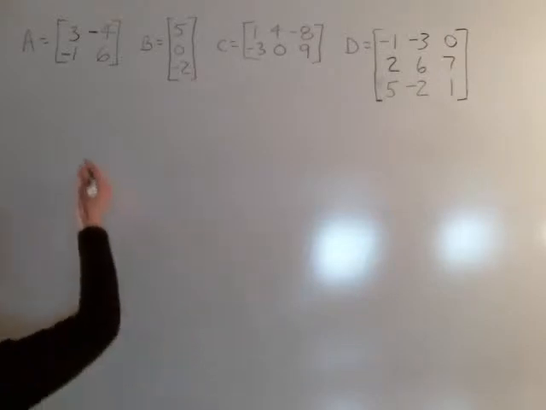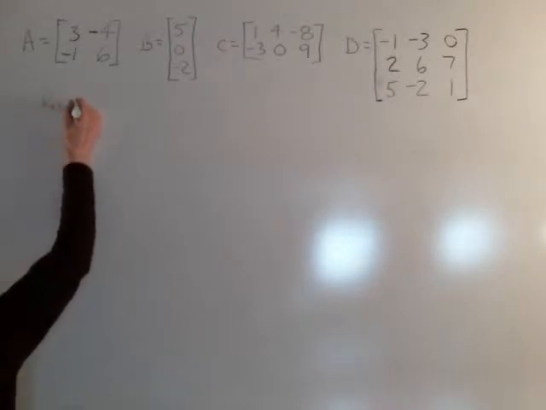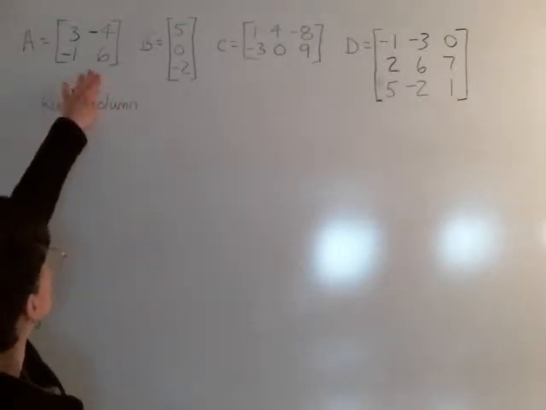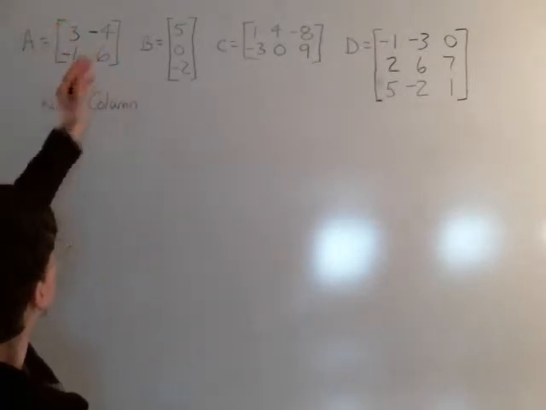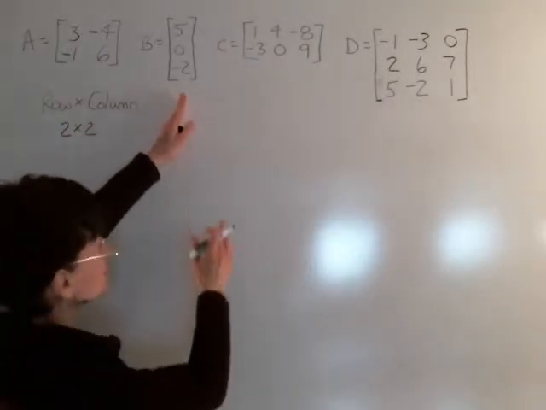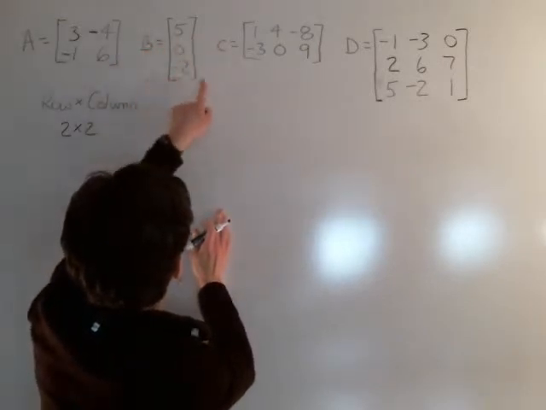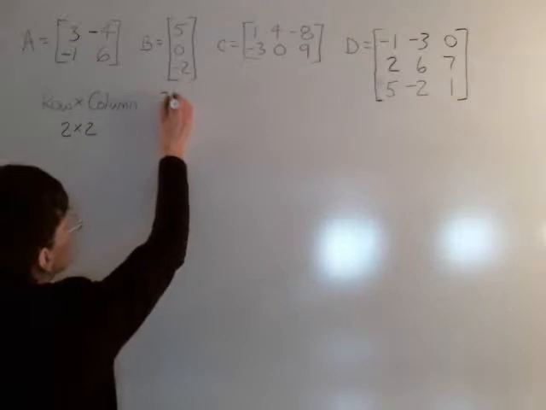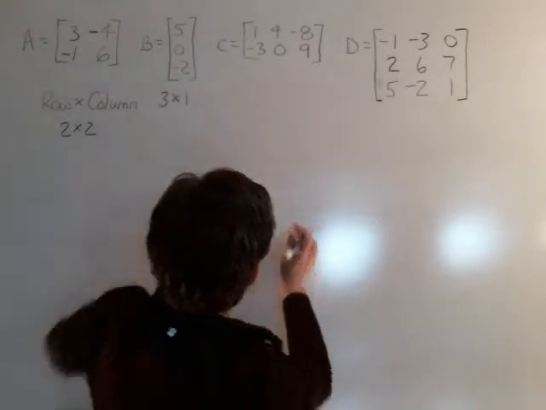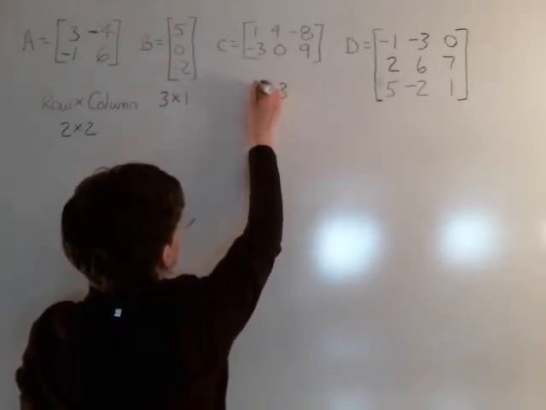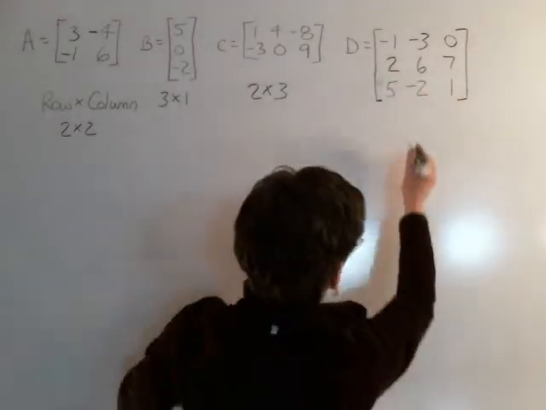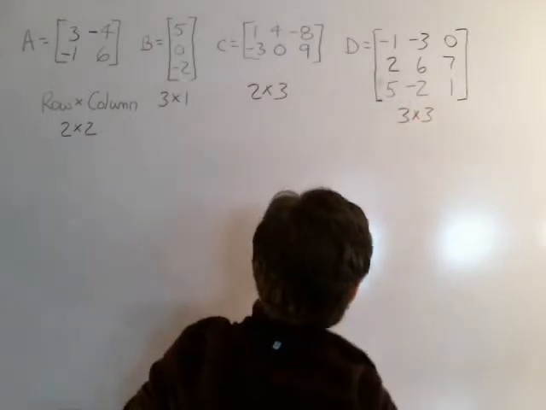Now when we give the size of a matrix, we always give it as row by column. And so if you look at this first matrix, for example, matrix A, it has 2 rows and 2 columns, so it's a 2 by 2. Matrix B doesn't look like it has any rows, but it does. It has 1, 2, 3 rows and 1 column, so it's a 3 by 1. Matrix C has 2 rows and 3 columns, so it's a 2 by 3. And then matrix D has 3 rows and 3 columns, so it's a 3 by 3.